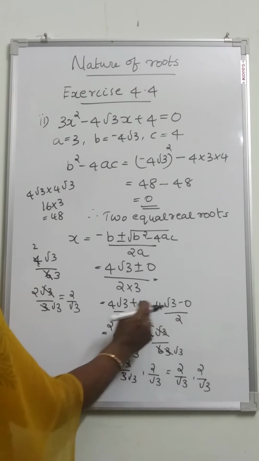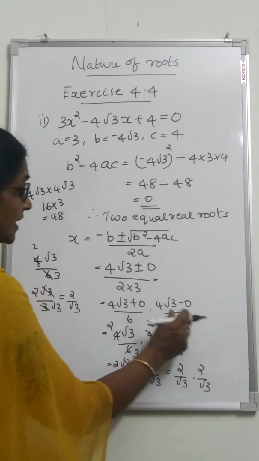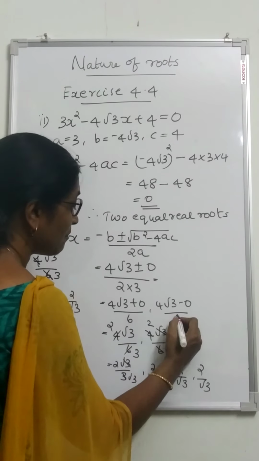Here there is a mistake, that is 4 root 3 plus 0 by 6. Here 4 root 3 minus 0 by 6.